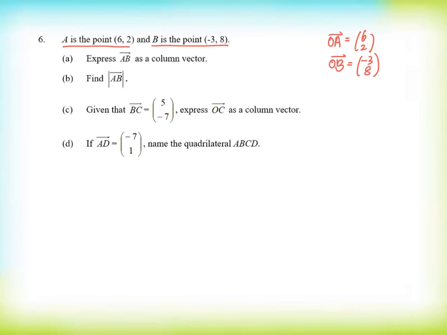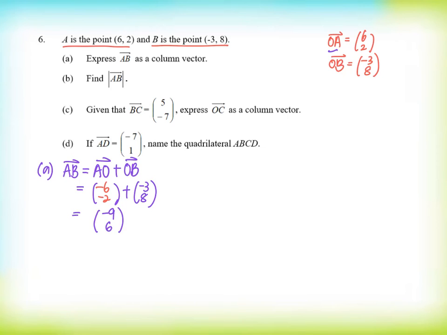Now, the question asks us to find the column vector AB. So how do I travel from A to B? I know that A is related to O and O is related to B. So AO will be, and OB, and the answer for AB will be (-9, 6). Find the magnitude of AB, and that will give us the answer to be 10.8 units.